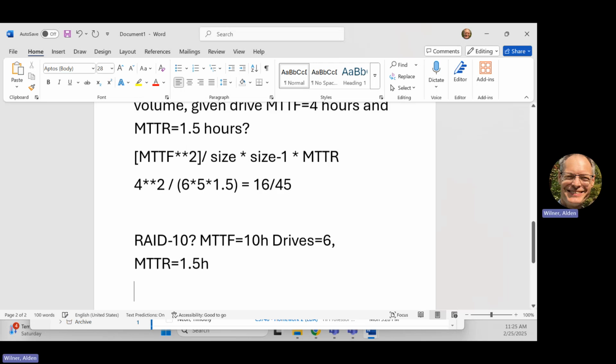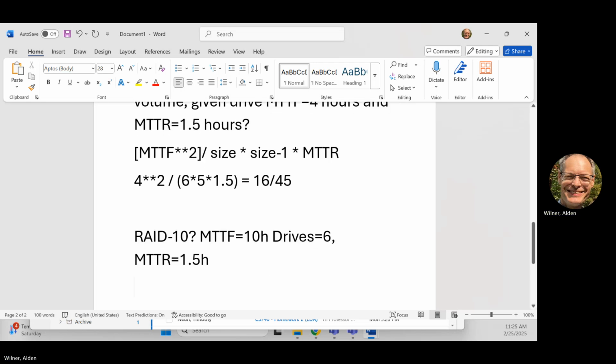So what is the formula going to be? Well, it's a RAID 10, so we have to fail 2 drives, right? So the top is 10 squared, right? And the denominator gets a little weird in here. It is any one of those 6 drives can fail, right?